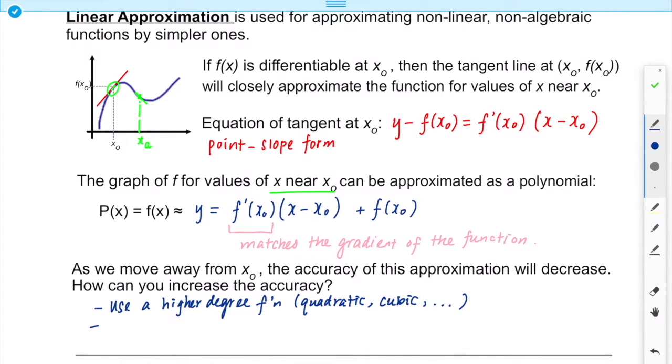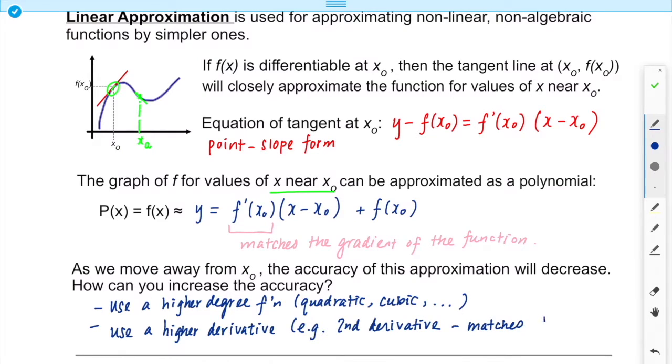And also we can use a higher derivative. So for example, if I use the second derivative, then we can match concavity as well.